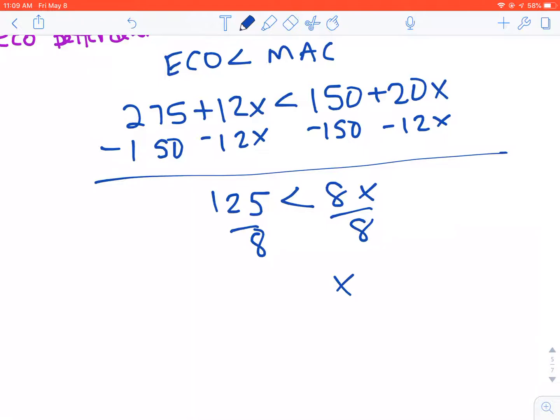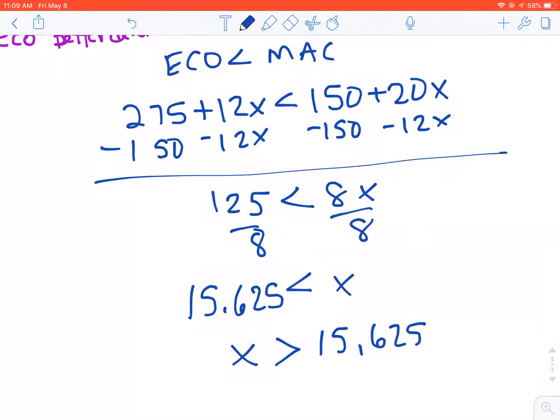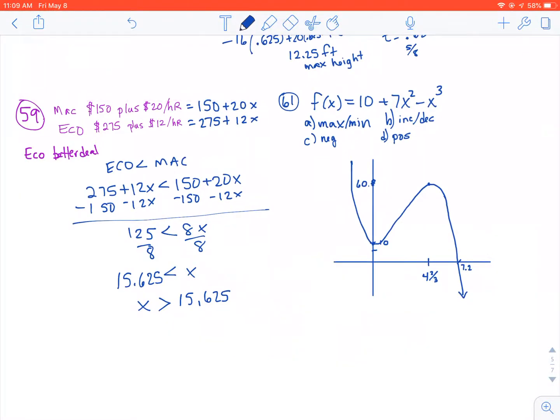So 15.625. X is less than, did I do that math right? Yeah, I think so. What is it? 15.625. So because I like the x on the other side, x is going to be greater than 15.625. So if it takes me more than 15.625 hours, then that's when Eco is a better deal.